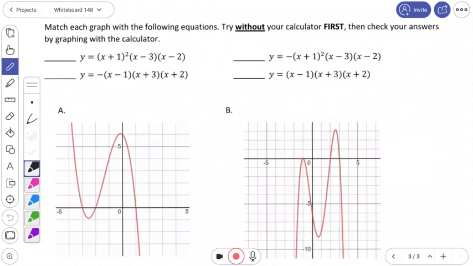All right, if you flip your note sheet over and you're looking at the back of this note sheet, I want you to try and match these graphs without a calculator first, and then of course check your answers. We always want to check our answers. So you can start with any one of these functions that you want.